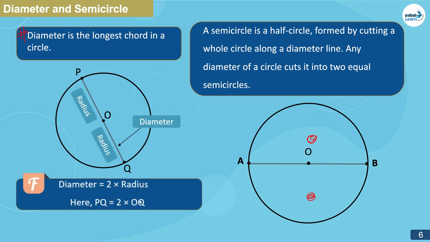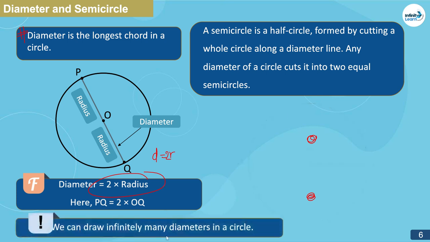Diameter equals twice the radius. We can draw infinitely many diameters. How many diameters can we draw? Infinitely many diameters we can draw.